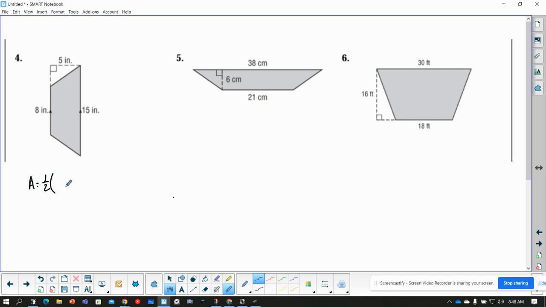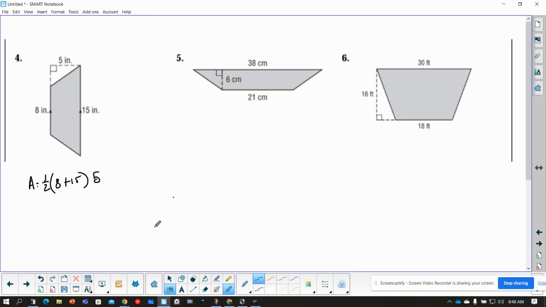1/2 base 1 plus base 2, so the two bases would be the 8 and the 15. And then the height, perpendicular distance between the bases, would be 5 inches. So 1/2 times 8 plus 15, times 5.